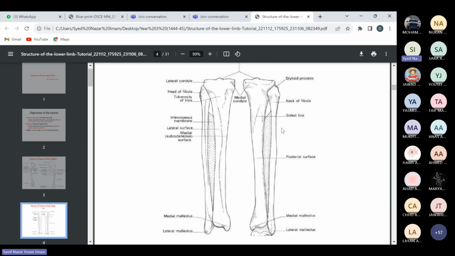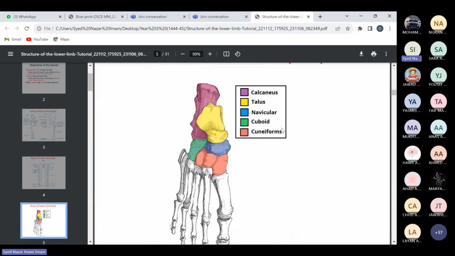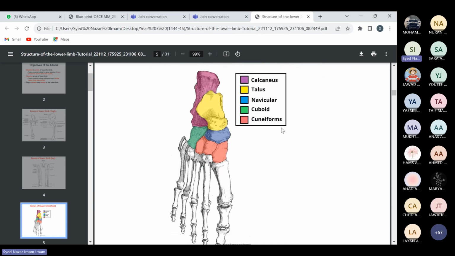So these are the important bony landmarks of the bones of the leg. Next, we have the bones of the foot. How are they going to ask you? They'll give you this skeleton of the foot and they'll ask you to identify the bones. So it's simple. You have to say this is the largest bone.